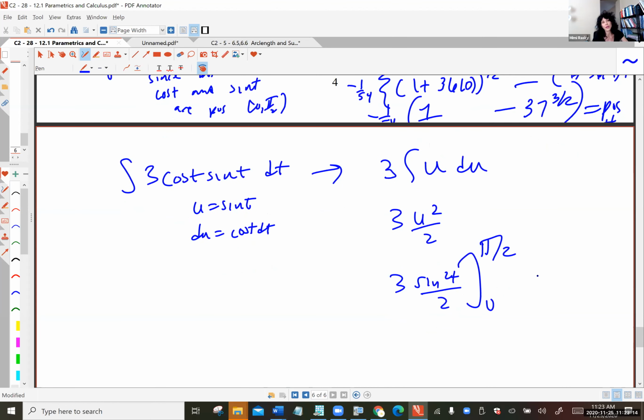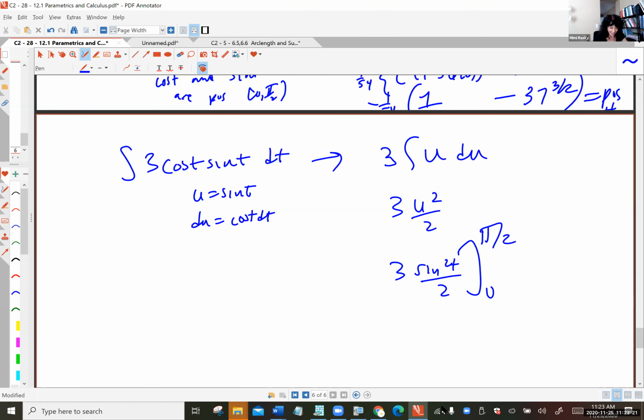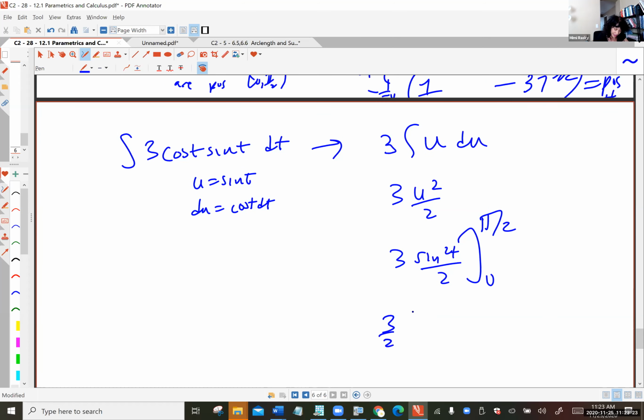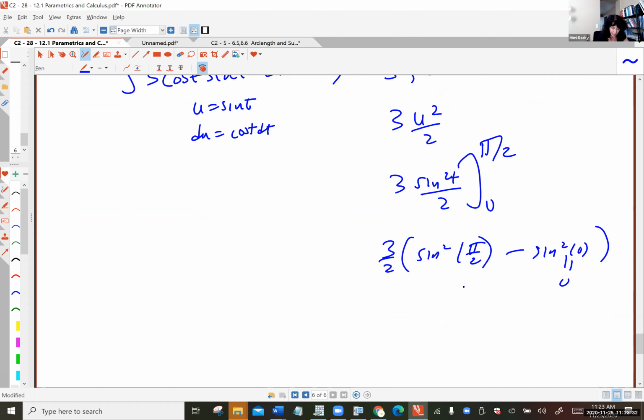Do you see why if I evaluated between 0 and 2 pi, I'd get 0? And I kept screwing up. Yeah, that was hilarious. Okay, and then you'll go, okay, what's sine squared of pi halves minus sine squared of 0? Well, sine of 0 is 0, so that's gone. But what's sine of pi halves? 1. So this is 1 squared, but that's just 1. So the final answer is 3 halves.